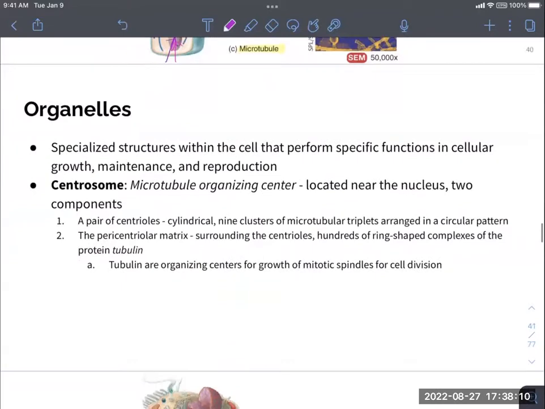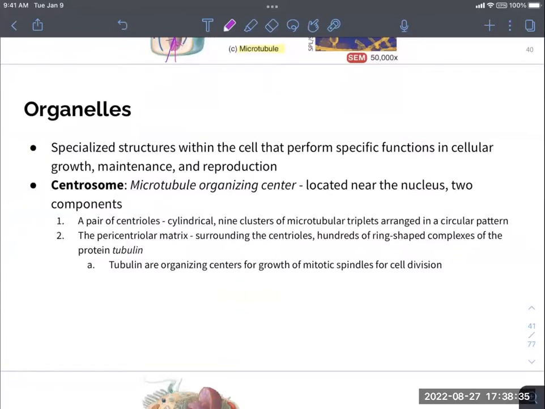We have a lot of organelles in our cells, and they all have some specifics. They have specialized structure and they have very specific functions. One organelle does not do every job in the cell. Each organelle has its own specific job. So they help with cellular growth, maintenance, and reproduction of these cells.